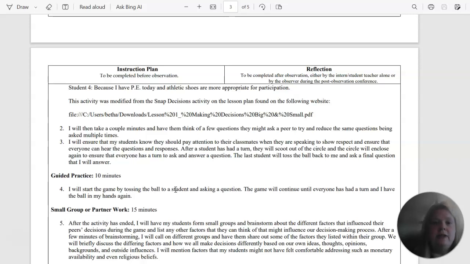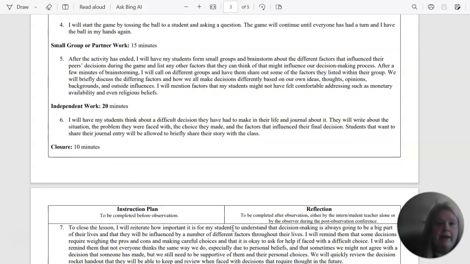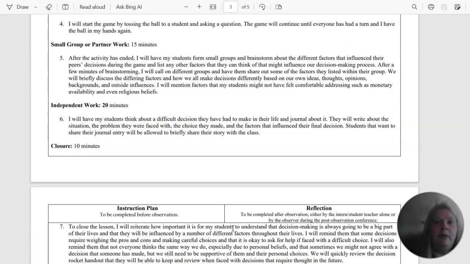The last student in the circle will toss the ball back to me and ask a final question that I will answer. I will start the game by tossing the ball to a student asking a question. And again, this game is going to continue until everyone has had a turn and I have the ball in my hands again.